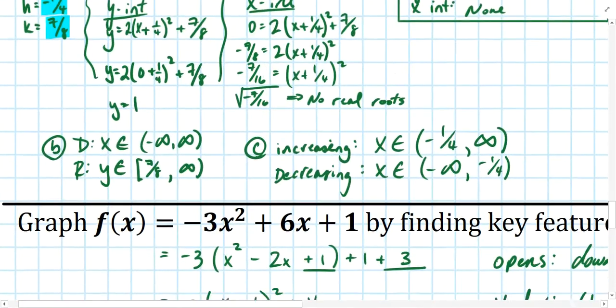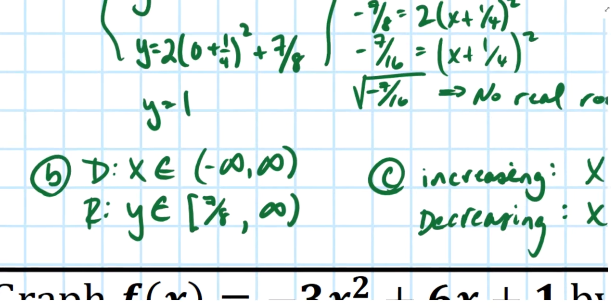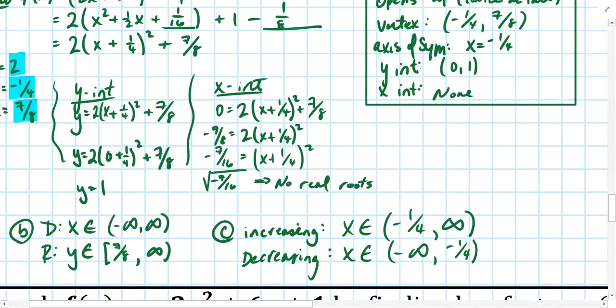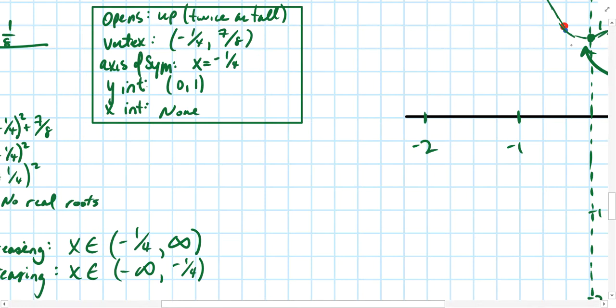The domain, again, is all x values from negative infinity to positive infinity, and y values exist from 7/8 up to infinity because it's an increasing function. It increases on the x values from negative 1/4 to the right, so from negative 1/4 towards infinity, and it's decreasing from negative infinity to negative 1/4.